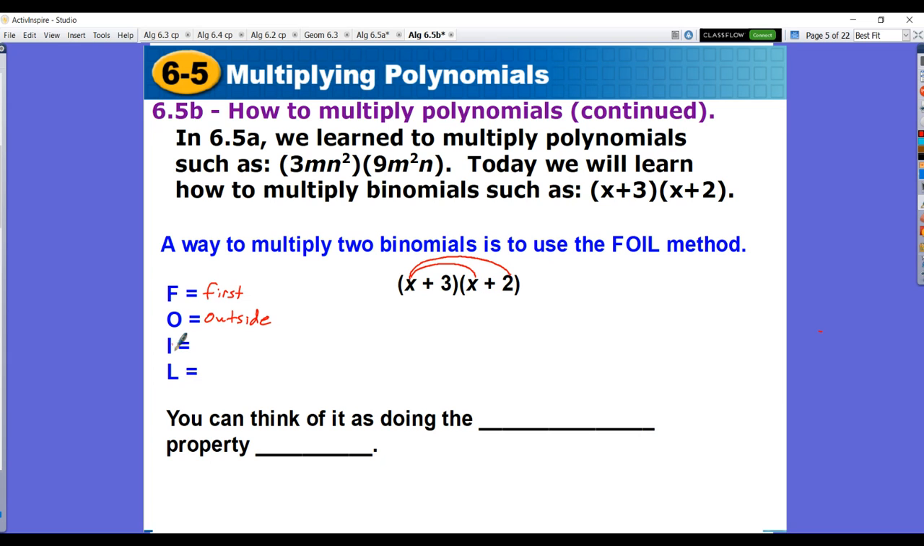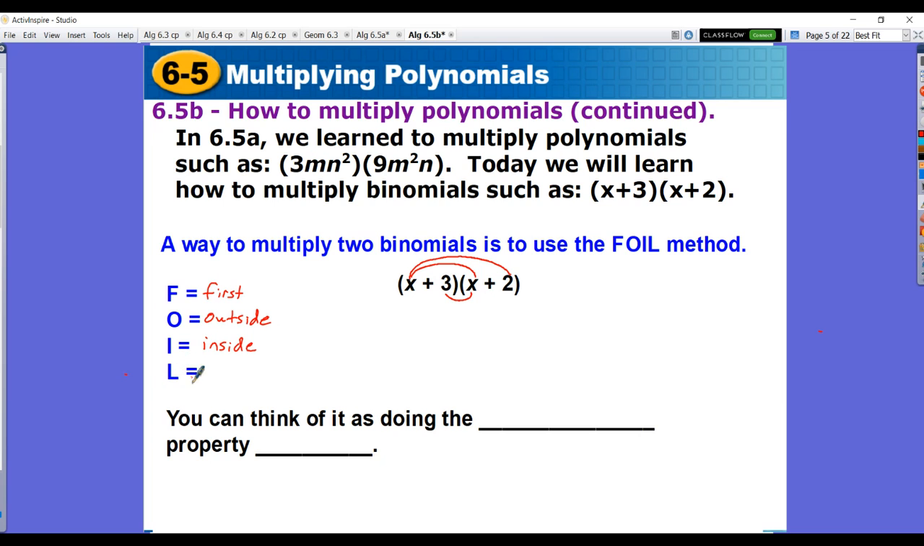Next we have the I. That's going to tell us the next thing to multiply. The I stands for inside. We're going to take our inside term here, the 3, and it's going to get multiplied by our other term here inside, the X. To not get a bunch of lines drawn up here to make it confusing, I'm going to draw a line down here to show that 3 is going to get multiplied by X.